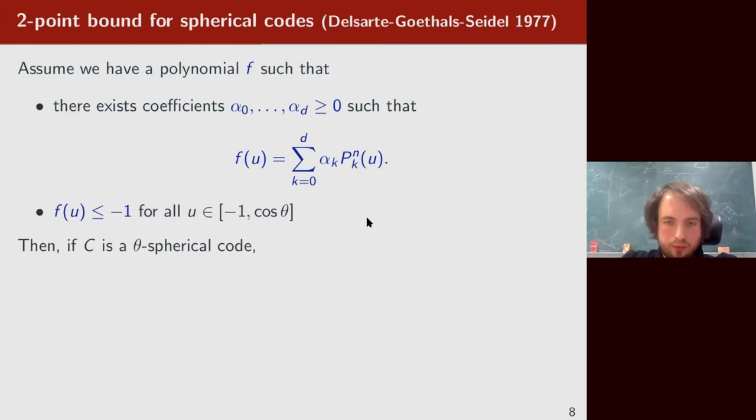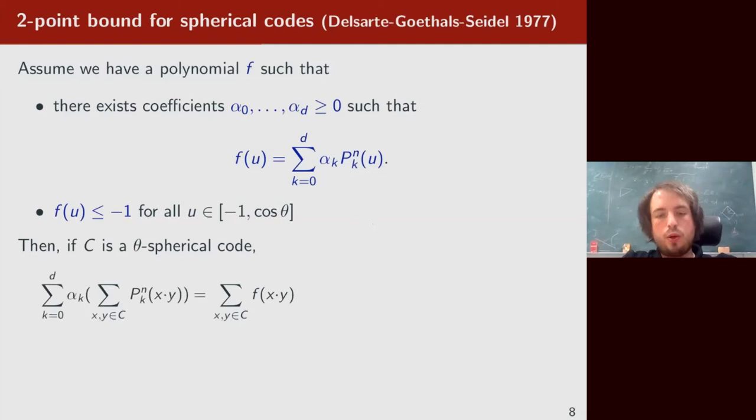Why is that true? You take a spherical code and you sum this function over all the pairs. As usual with a double sum, you have two ways to compute the sum. First of all, you just expand the sum and you have a positive combination of these sums over all the pairs. And as I told you, each of these is non-negative. So if you take a non-negative combination, you will have something non-negative. So on the one hand, this is non-negative.